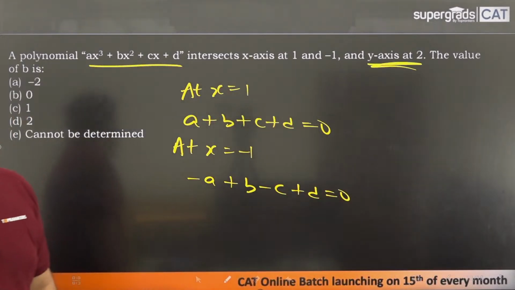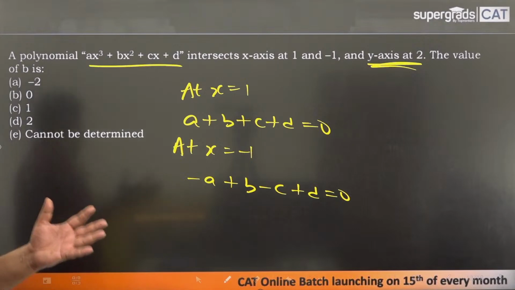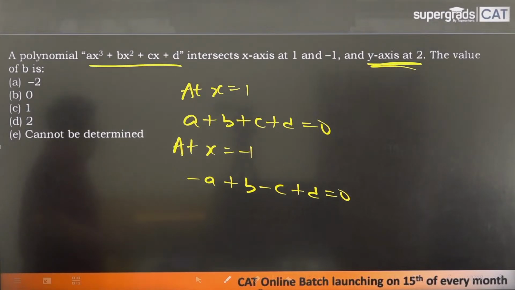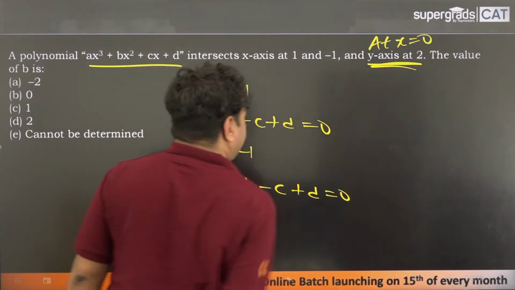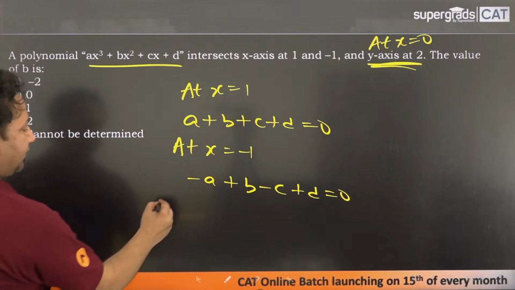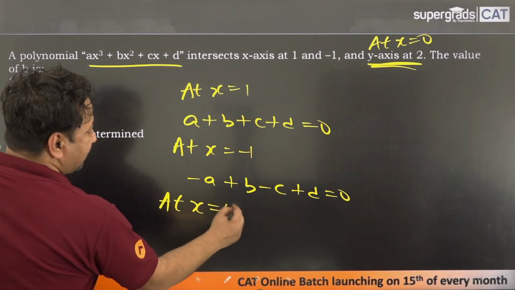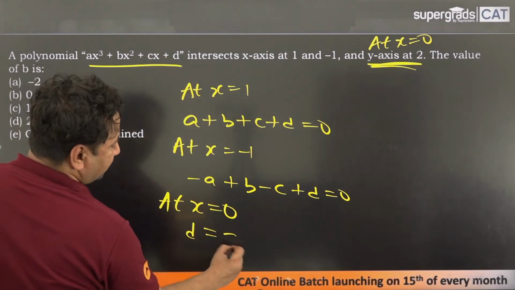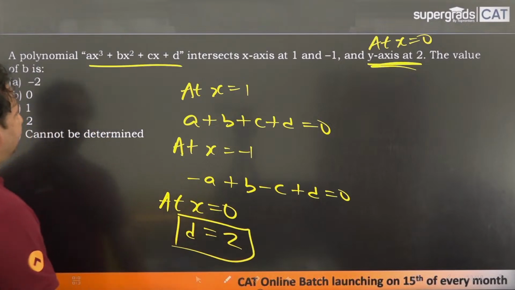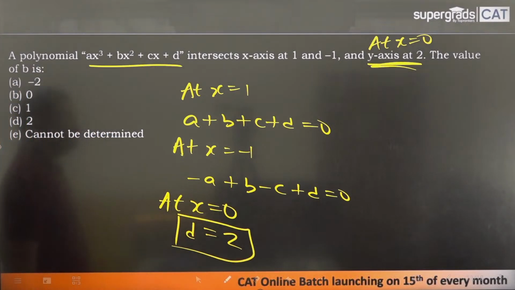See, I made the graph. You got the perspective? Kashish will tell me, if we say that it intersects y-axis at 2, what does that mean? That here x equal to 0, isn't it? Y-axis is actually x equal to 0, that's just the other name of y-axis. At x equal to 0, we got d is equal to 2. D is equal to 2 is what we get already. Clear?